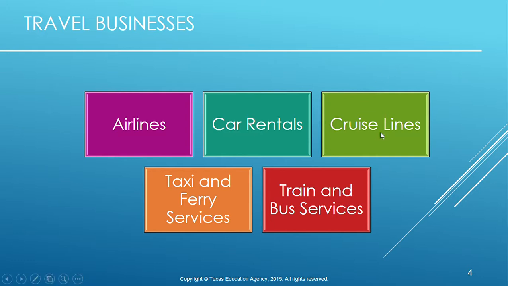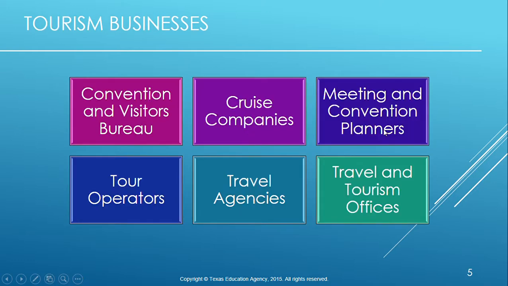Okay? All right. Tourism businesses. Those include conventions and visitors bureaus. So those are nonprofit organizations that promote tourism and provide services to travelers. Different cruise companies are another part of the tourism business, and that's a company that owns and operates cruise ships for pleasure voyages. Meeting and convention planners coordinate all aspects of professional meetings and events.